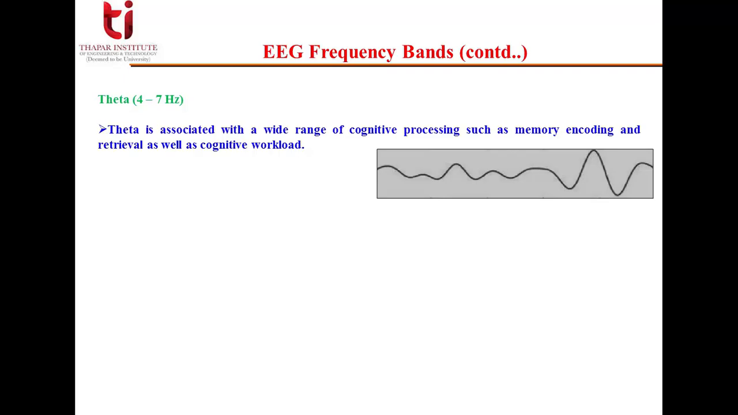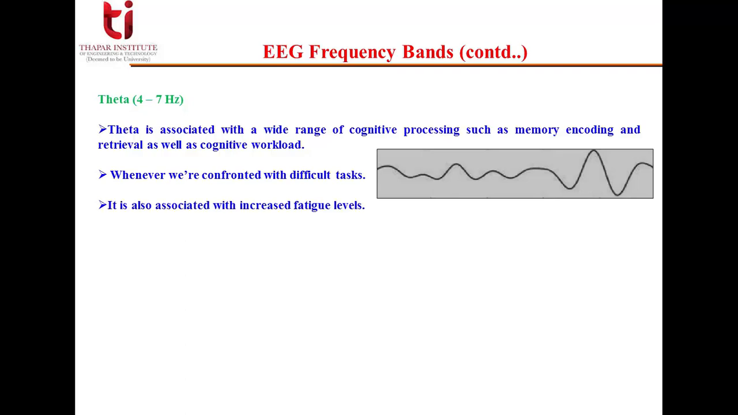It is associated with a wide range of cognitive processing such as memory encoding and retrieval as well as the cognitive workload. Whenever we are confronted with difficult tasks, like having to count backwards from 100 in steps of 7, then these types of waves take over. It is also associated with increased fatigue levels.